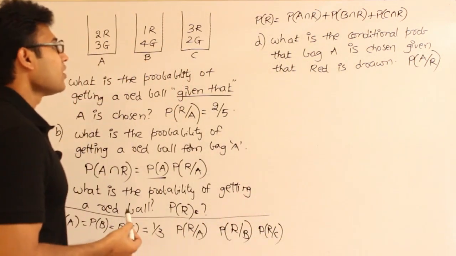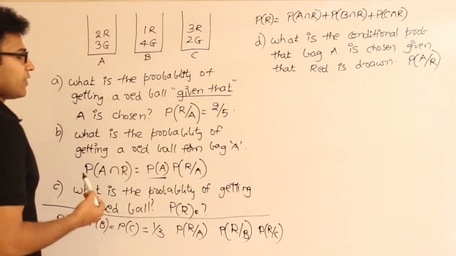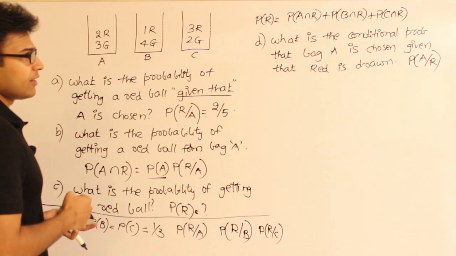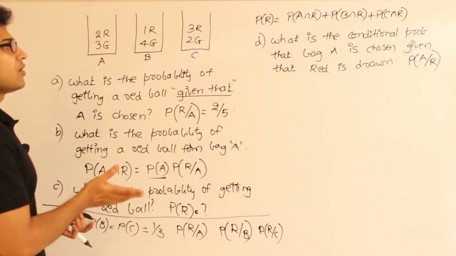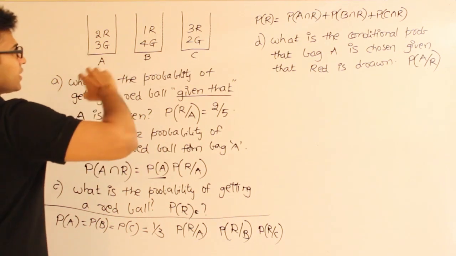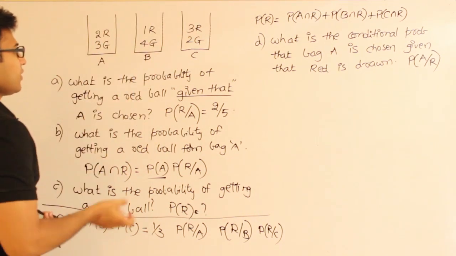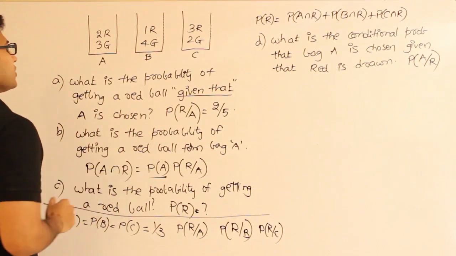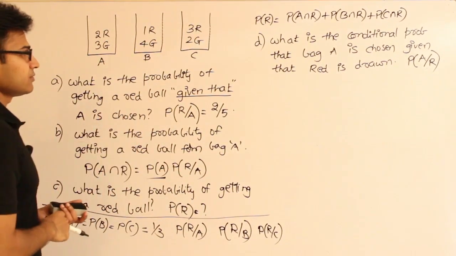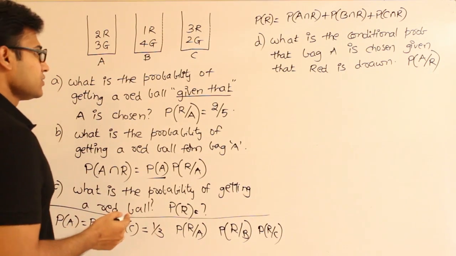Got it? This is called reverse probability. Now what exactly they are asking is, an event has occurred, now we are supposed to find out the cause or the source, right? So we know that a red ball has been drawn. Now what is the chance that the source has been bag A, right? So that is what they are asking.